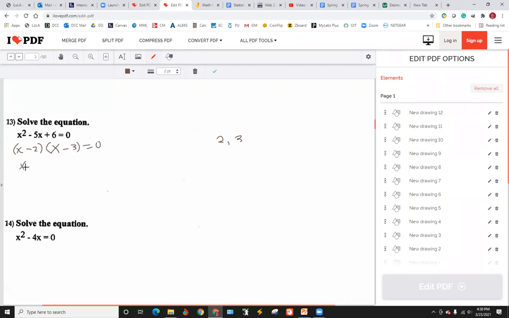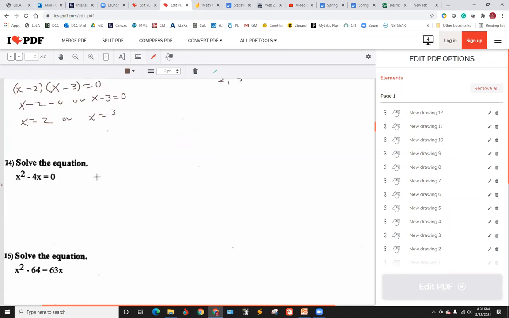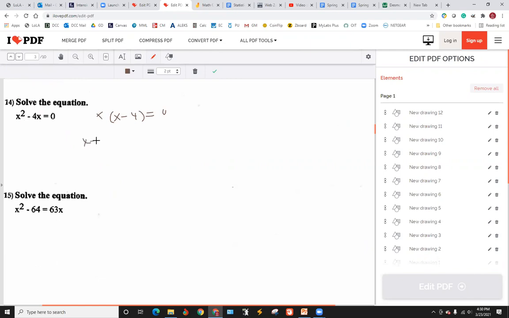So there we go. X minus 2 is equal to 0, or x minus 3. So x is equal to 2, or x is equal to 3. This is the one where you're going to have a 0. In other words, it factors like this. So we had one like that. So x is equal to 0, or x is equal to 4.